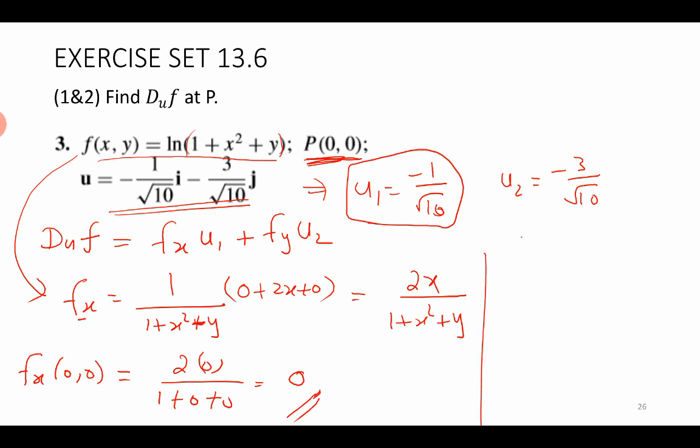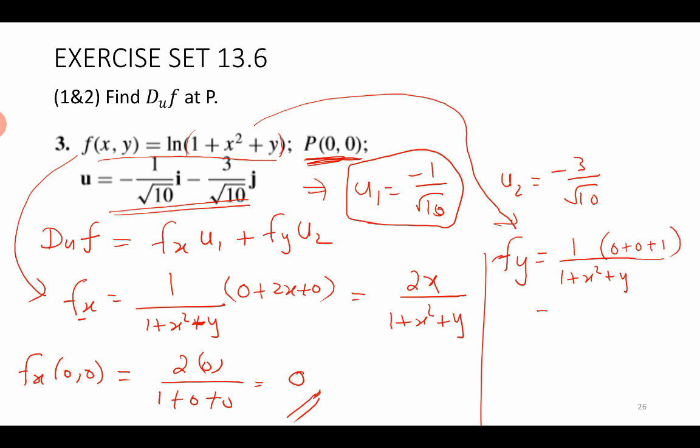Second part, fy: differentiate the same function f with respect to y. So 1 over (1 plus x squared plus y), and then go to the inner function by chain rule, which gives 0 plus 0 plus 1. So the answer is 1 over (1 plus x squared plus y). Now substitute the point, fy at (0, 0): 1 over (1 plus 0 plus 0). The answer is 1. So fy is 1.